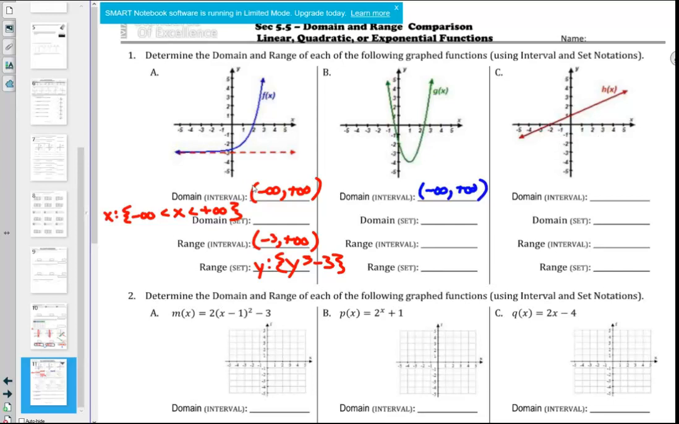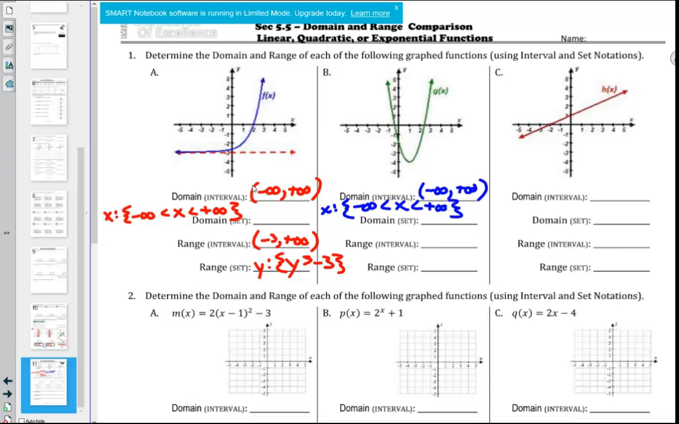What would the domain be in set notation? The same thing as it was on this last one. x such that negative infinity is less than x is less than positive infinity. That's just saying that all the x's are in between those two numbers. It's a different way of writing it. How about the range? Just like with exponential, the range is limited, but instead of an asymptote, what we have is a turning point.